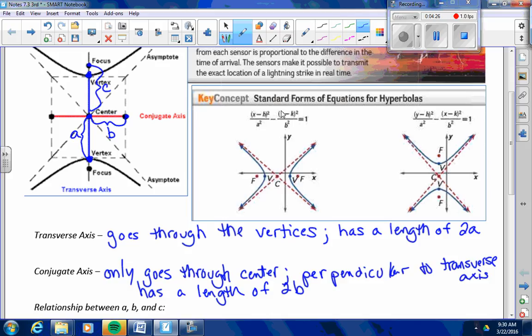Over here we have the standard form of the equations for hyperbolas. The first one shows that the vertices are both on the x-axis. Right? So in this case, the transverse axis is going horizontally. That equation is x minus h squared over a squared minus y minus k squared over b squared equals 1, where the center is (h, k).